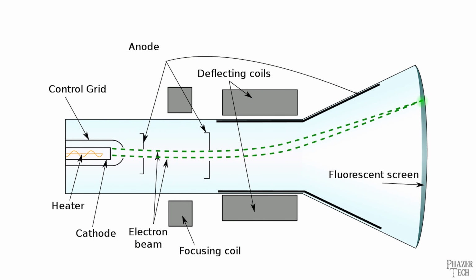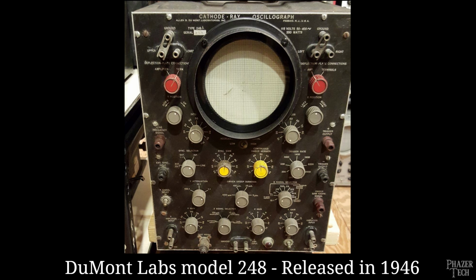This is the same technology used in CRT televisions, and CRT oscilloscopes would become the standard for many decades, until they were eventually replaced by LCD screens and digital scopes. After World War II and the invention of the computer, the need for more advanced oscilloscopes became extremely important, and they became an essential tool for any engineer who worked with electronics.